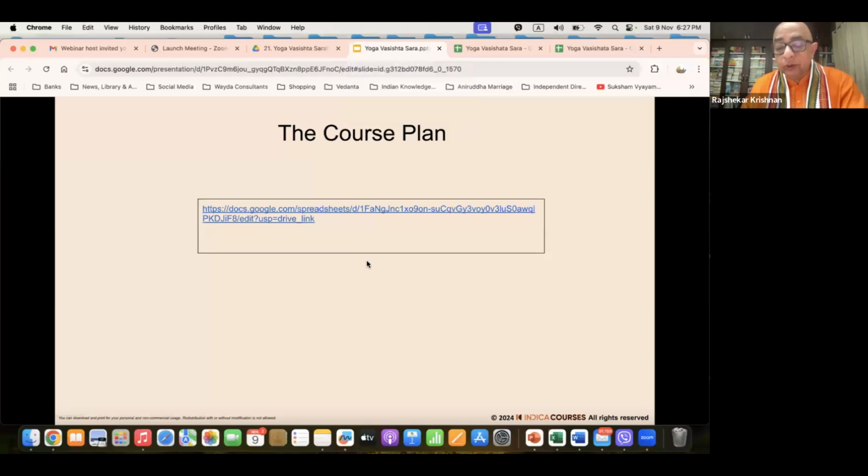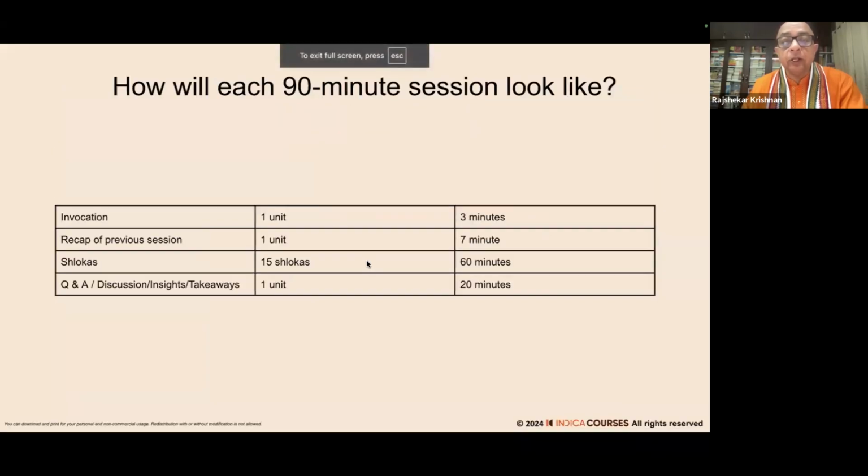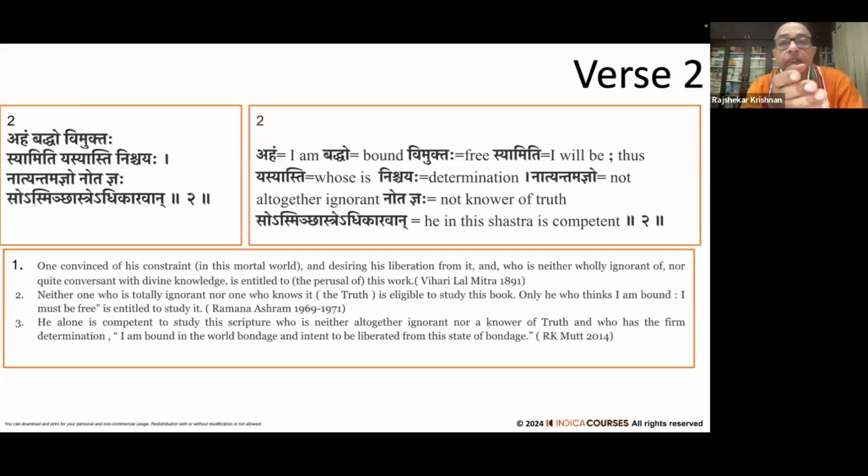I'll be going back to the course plan and to the 90-minute session. In the 90-minute session, you will find that the most important part is the 60 minutes that we are going to be devoting to the shlokas themselves. So how the shlokas are going to be explained is a question that you would have. And here we are. This is, in fact, the second verse of the 223. I'll chant it out for you.